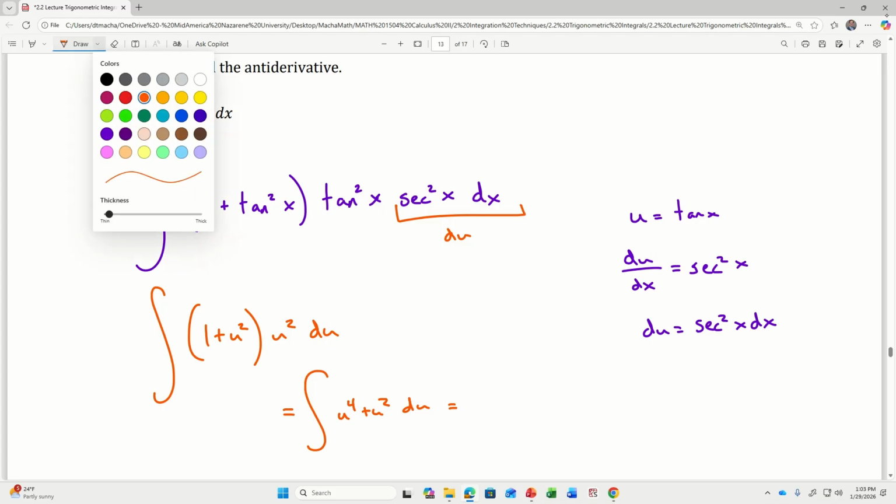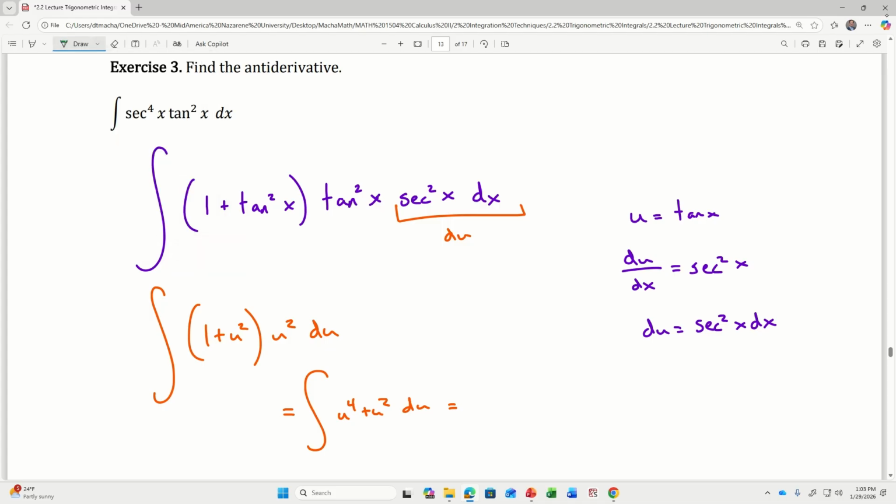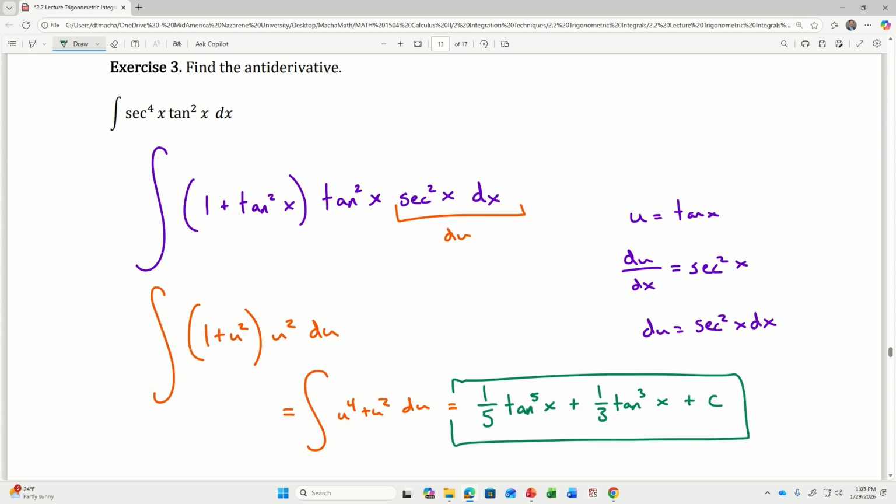And then my final answer is what I get if I do my antiderivative power rule and I replace the u's with tangents. I get 1/5 tangent to the 5th x plus 1/3 tangent cubed x plus c. This is what you do if the power of secant is even and positive, and you may or may not have some power of tangent.